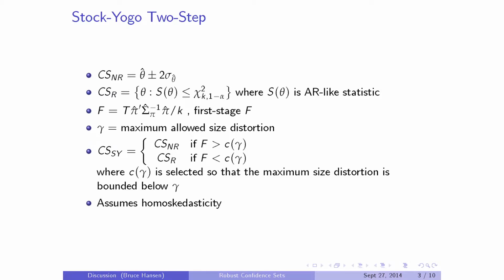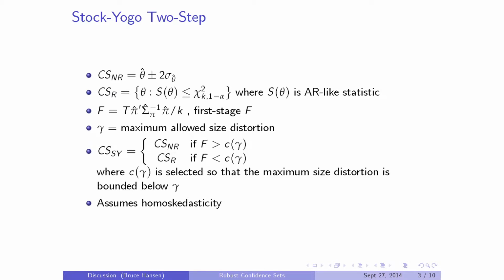Now, if you're a little bit more advanced, you might do Anderson-Rubin. And so the first one is the non-robust confidence set. The second one is the robust confidence set. Everything with Anderson-Rubin is less than the critical value, or we can have other robust confidence sets.